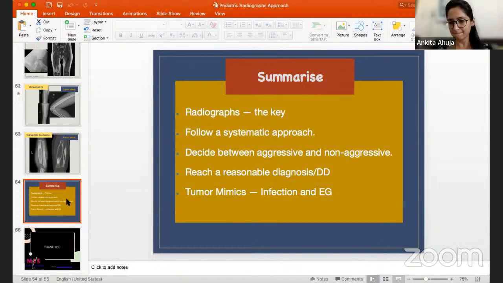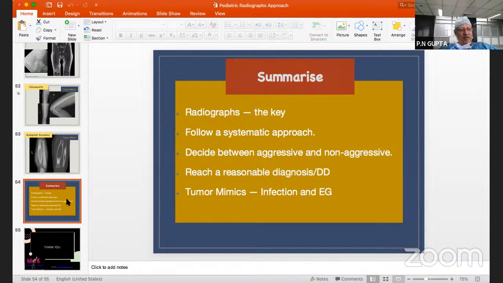I have only one question. Sometimes you get a picture where there is some bone pain, and somebody has given antibiotics, and there is a lot of lysis and a periosteal reaction. Now, there is sometimes a lot of confusion between osteomyelitis, which has been partially treated, and Ewing sarcoma. So, any tips and tricks to differentiate between these two?